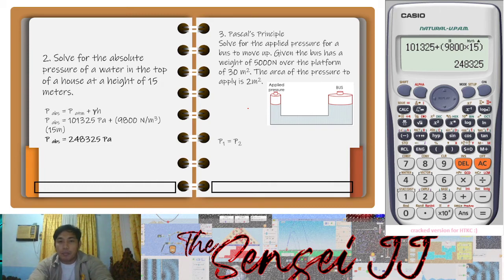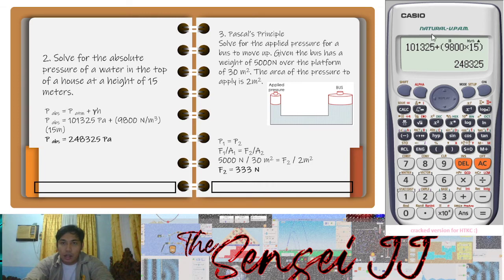So we have here pressure 1 is equivalent to pressure 2. So F1 over A1 is equivalent to F2 over A2. Substituting all these values, we have 5,000 newtons divided by 30 square meters, equivalent to F2 all over 2 square meters. So F2, the applied force, should be 333 newtons. Okay, so let's try to solve this one.